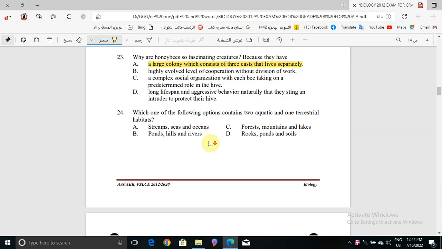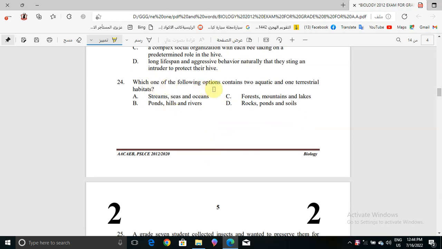Now question number 24. Which one of the following options contains 2 aquatic and 1 terrestrial habitats? It is asking about 2 aquatic and 1 terrestrial habitats. Okay, we have here streams, seas and oceans, ponds, hills and rivers, forests, mountains and lakes, rocks, ponds and soils. It's asking about 2 aquatic and 1 terrestrial. What we have here, streams, seas and oceans? No, 3 of them are aquatic.